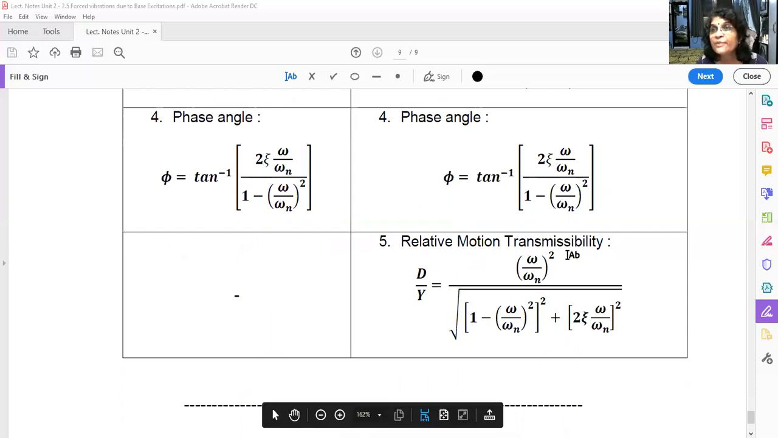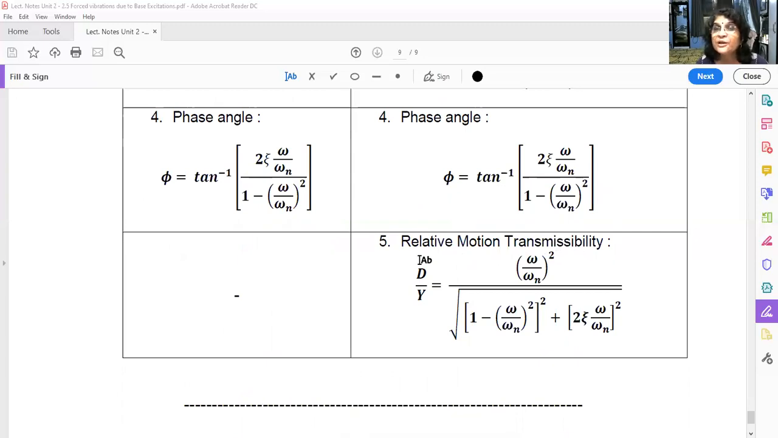This is the relative motion amplitude. Okay, relative motion transmissibility. That means how much relative motion is transmitted. Relative means relative motion of the mass with respect to the support. That is D. And capital Y is the amplitude of vibration of the support. Okay, so there are three motion terms here: capital X, capital Y, capital D. What is capital X? It is the amplitude of vibration of the mass. What is capital Y? Amplitude of vibration of the support. And what is capital D? It is the relative amplitude of motion between the support and the mass.